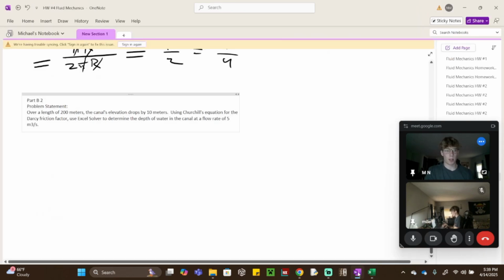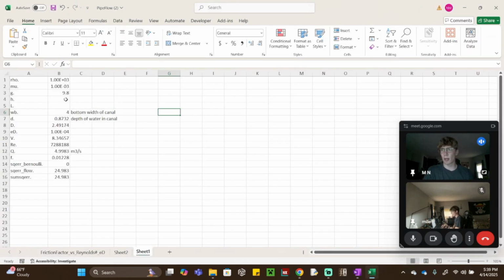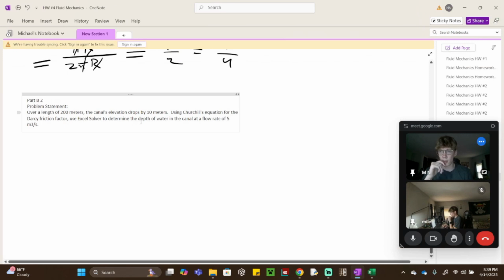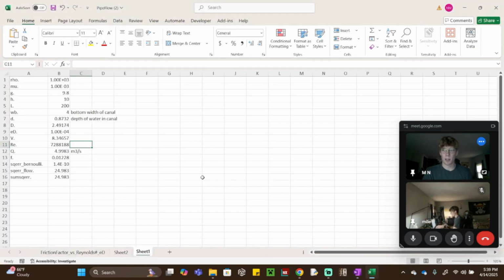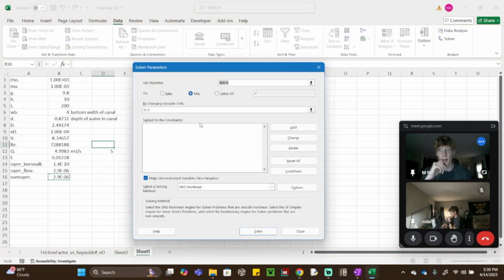So let's see what variables we need to change. We have a length of 200 meters and the canal's elevation drops by 10 meters. So our h in this case will be 10 and our L is going to be 200. And what else? We have to determine the depth of water in the canal at a flow rate of 5 meters cubed per second. So we're going to change our flow rate to a 5 here, and we're going to utilize the Solver, which is found in Data, Solver. And we're going to be changing the variable cells of our depth, which we want, and also our velocity.